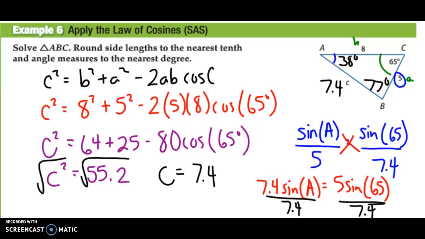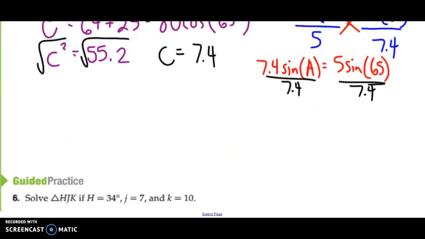So we can use our law of cosines to figure out all of our remaining information. Here's a guided practice problem. They don't have the triangle drawn, so your first step might be to draw the triangle.